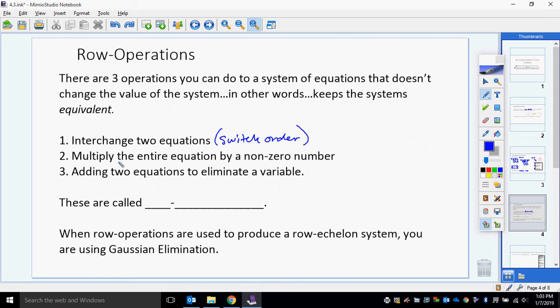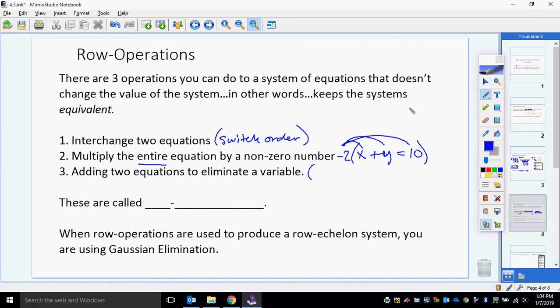The other thing we can do is multiply the entire equation by a non-zero number. And just like we did in systems with 2 rows instead of 3 rows, right? We could take x plus y equals 10, and I could multiply that entire equation by -2, right? We did that to solve some systems. And the third thing that we can do that won't change the value is add 2 equations to eliminate a variable.